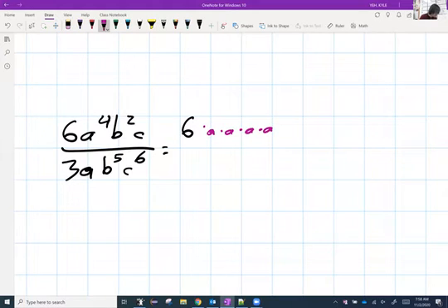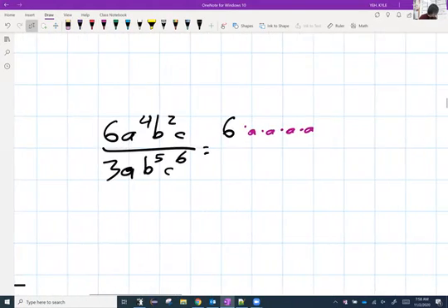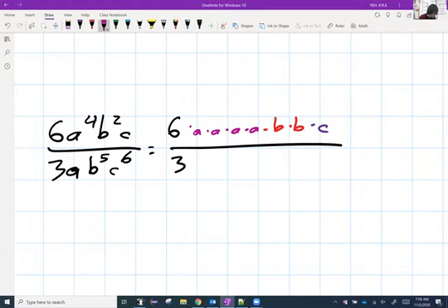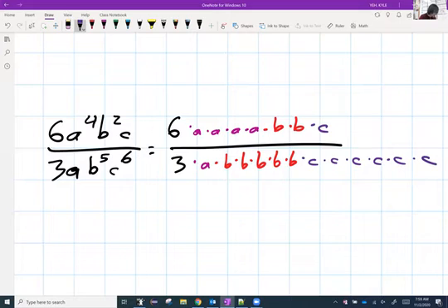Times a times a times a times a. Then we went red times b, and then we went dark purple times c, all over 3 times a times b times b times b times b times b. Should have made this a smaller number, times c times c times c times c times c times c. Okay.